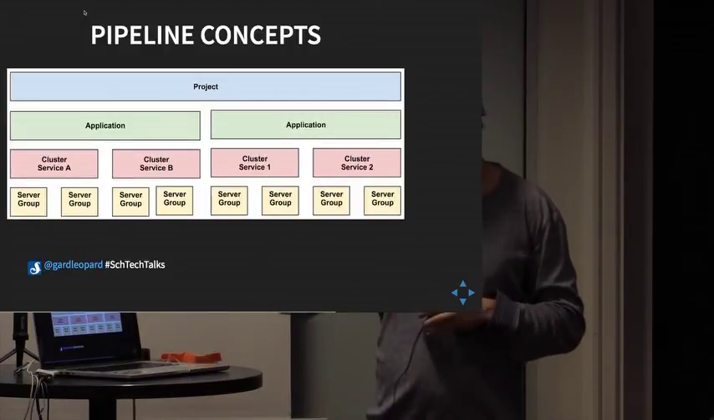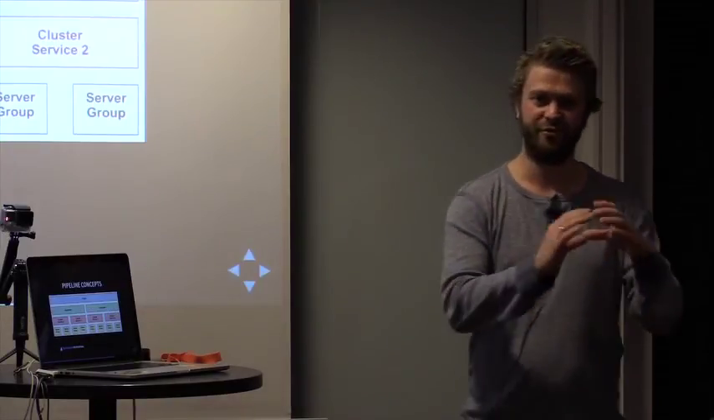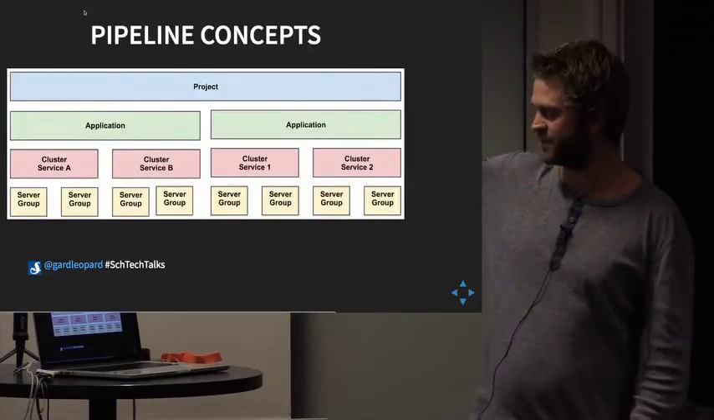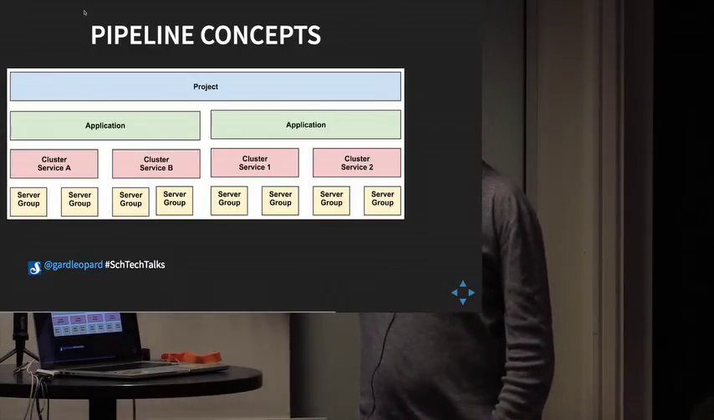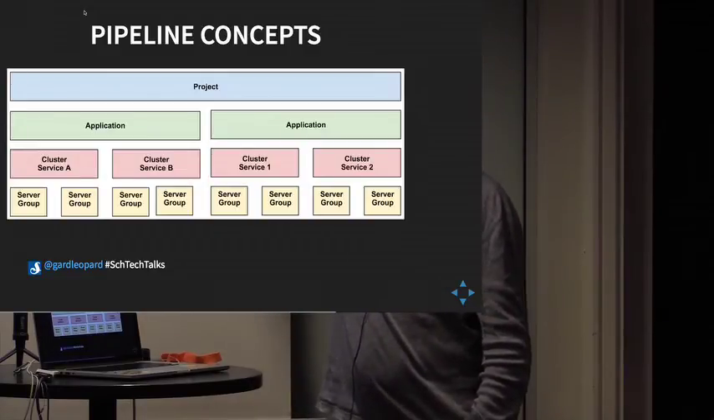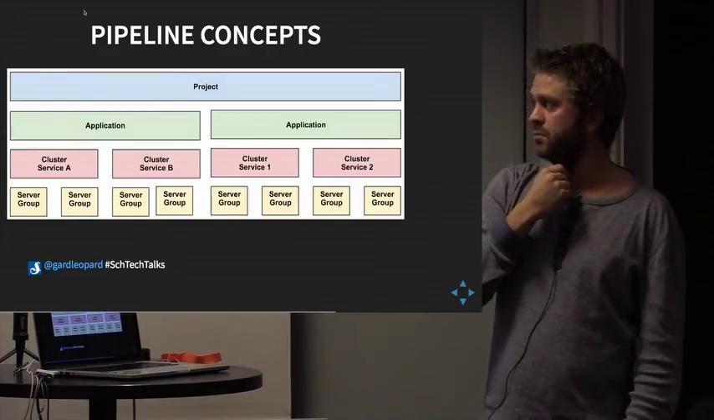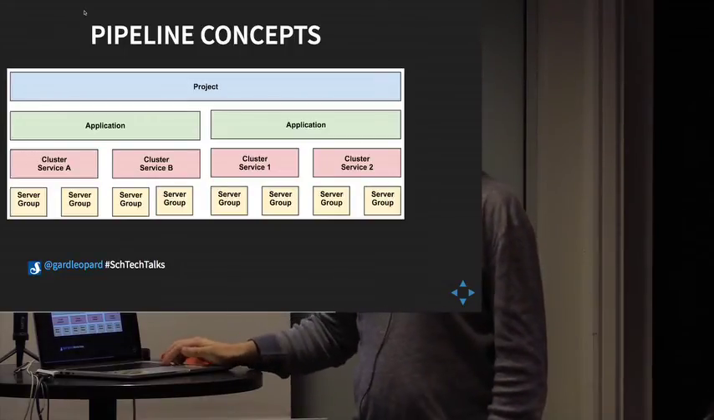So going from a project, there's quite a few steps down to the concrete instances, because instances are actually below the server groups again. So there are many layers. If you're looking at an instance, you would be here. If you're looking at the pipeline, you would be here in the application. So this is the relationships inside Spinnaker.